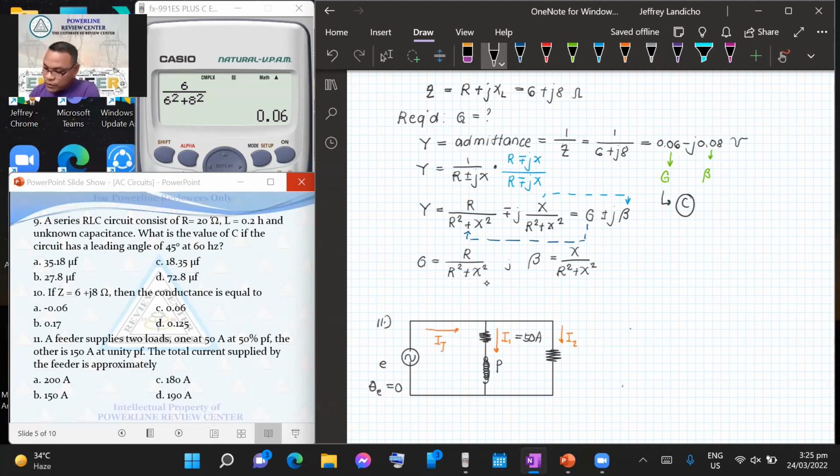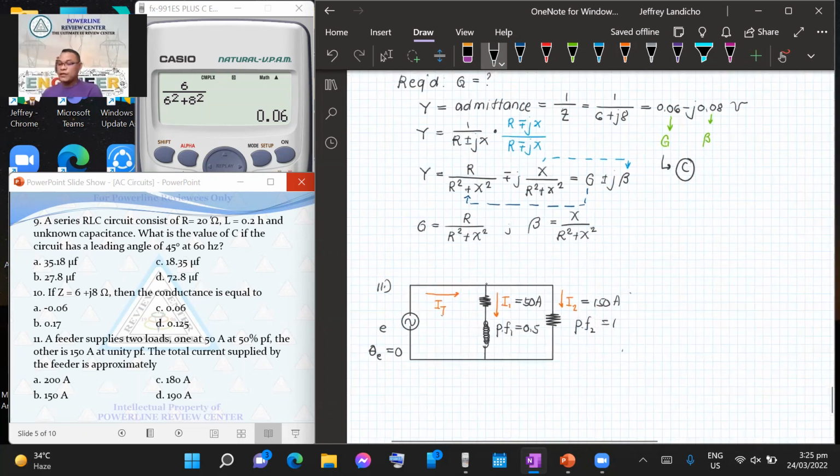Now, the power factor of the first load, that is 0.5 lagging. Now, the second load, 150 ampere, and its power factor sub 2, that is what? Unity. So, since we have parallel, alam natin, for parallel circuit, current is always additive. I total should be equal to I1 plus I sub 2. But take note, ang pinag-uusapan natin dito is vector, so you have to add them vectorially. Ibig sabihin, isasama mo yung kanilang direction.